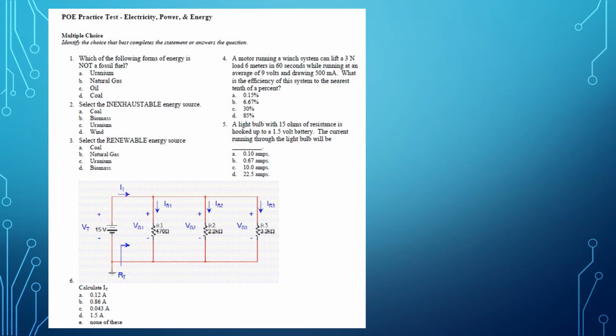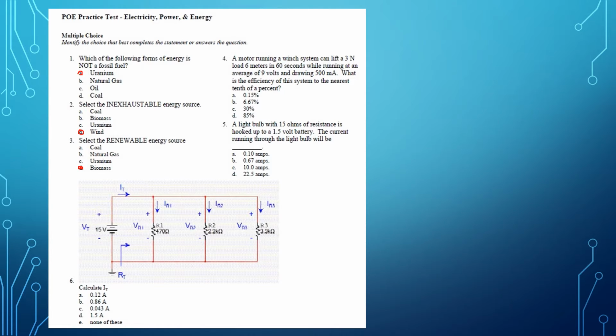Number two, inexhaustible energy source is going to be wind. Wind's never going to be able to run out. So again, we have uranium here, wind here. A renewable energy source, so it's something that we can kind of reuse. That's going to be biomass.